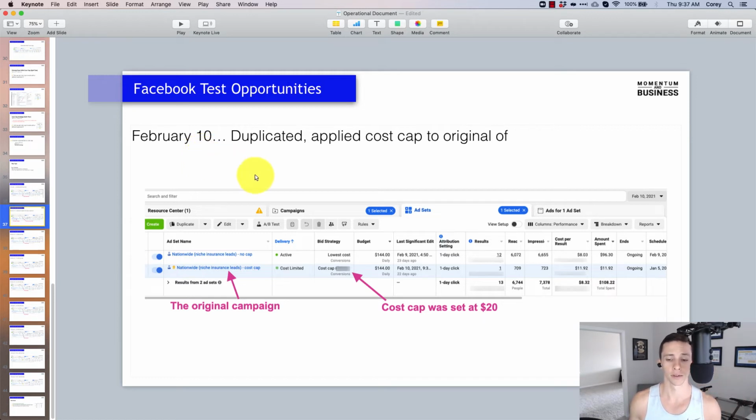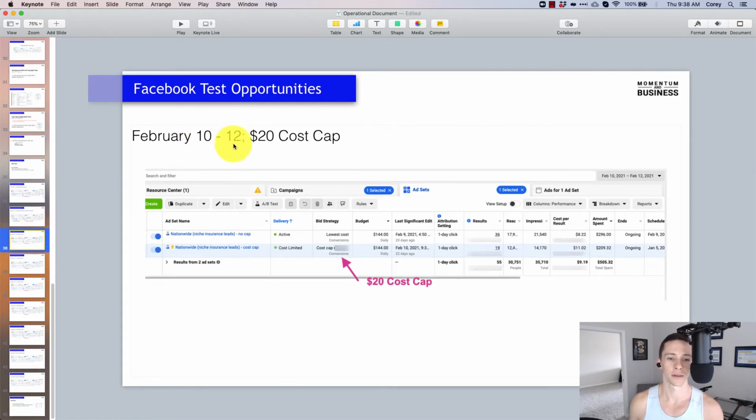And you can see right off the bat here, on February 10th, with the cost cap applied, that ad set damn near didn't even run. It only spent $11.92 and got one conversion. No cap took off with a bang, as the performance would imply based on the past performance right there on February 10th. So let's just go on from there.